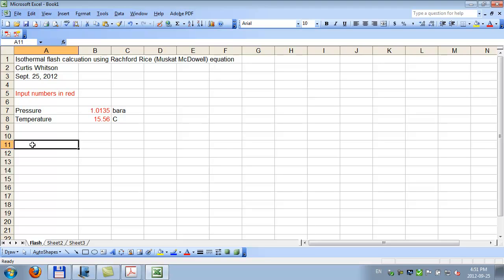So we've got the pressure and temperature. Now we're also going to need the temperature in absolute. We already know that, right? So I'm going to stick that here below. You don't have to do it this way, but we'll say equal to the degrees C plus 273.15.